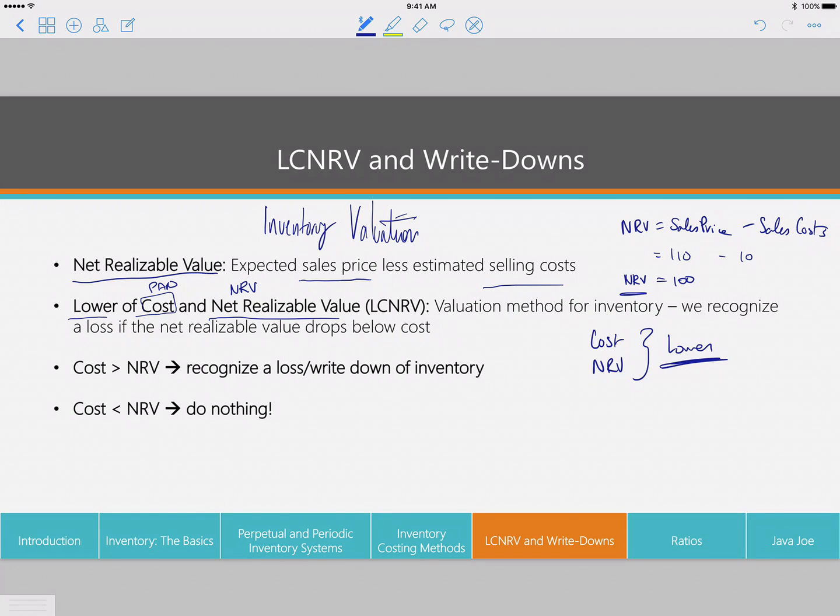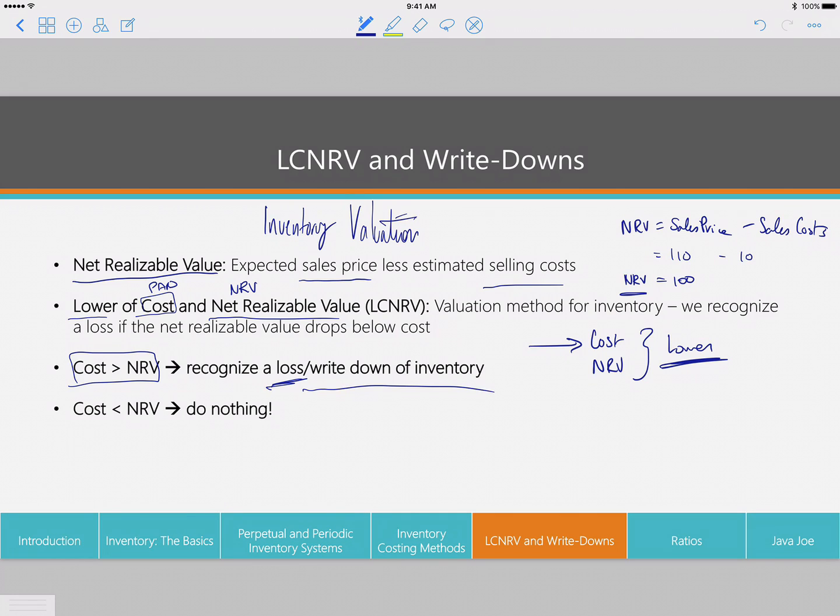Now, normally, it's always shown at cost, right? We start off by showing it at cost. So if NRV was to be less than cost, we would have to write down our inventory. We'd have to recognize a loss to write it down, to decrease the asset. If your cost is less than your NRV, do nothing. That's fine. That's normal, that you should sell a product for more than it cost you. So when NRV drops below cost, this means that your inventory is now worth less than you paid for it.